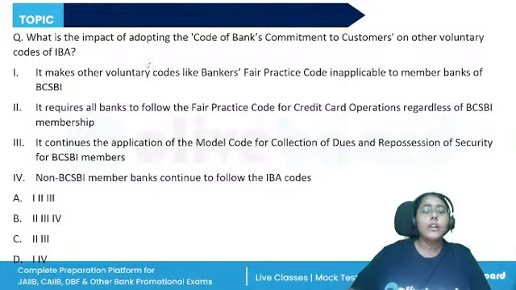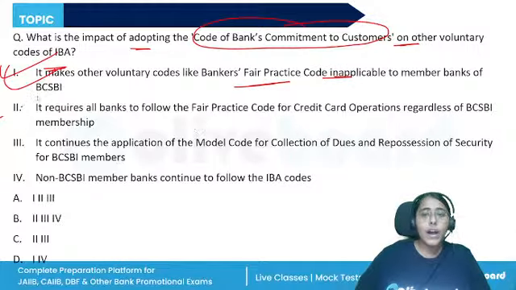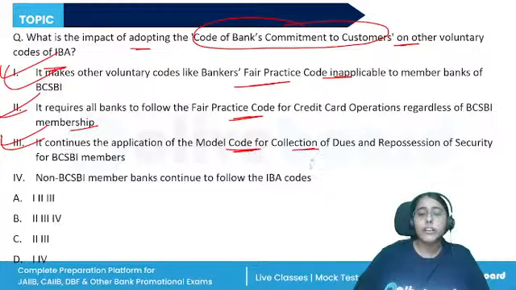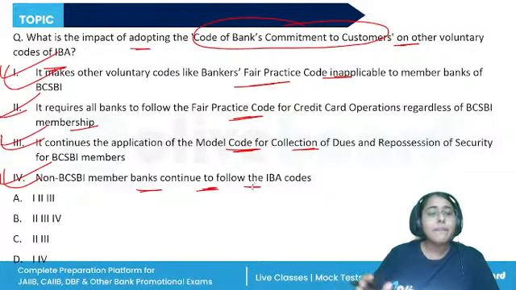Okay. What is the impact of adopting the code of banks commitment to all the other voluntary codes? It makes all the other voluntary codes of IBA inapplicable. It requires all the banks to follow the fair practice code regardless of their membership with BCSBI. It continues the co-application of the model code. All the non BCSBI members continue to follow the IBA codes.